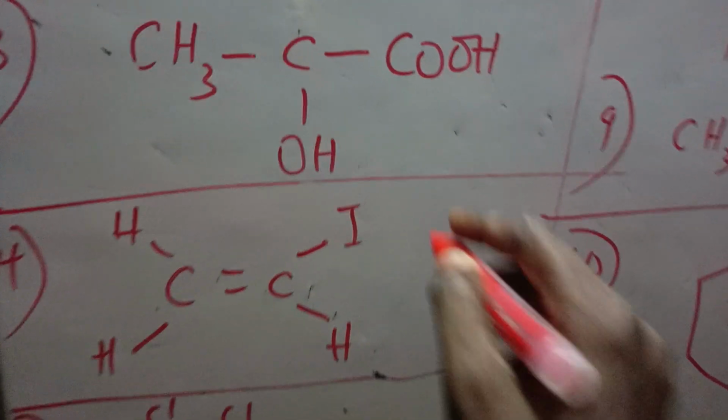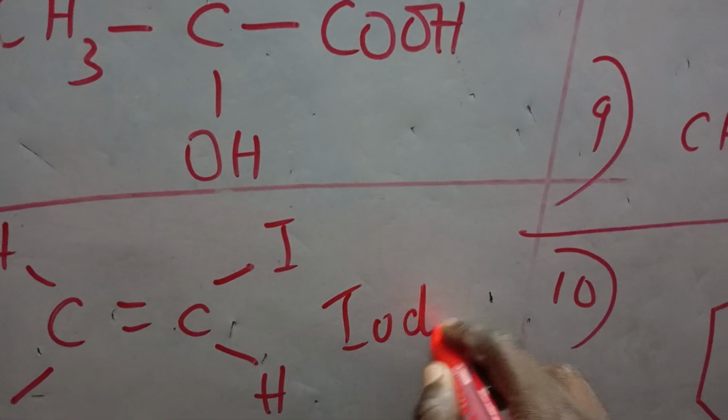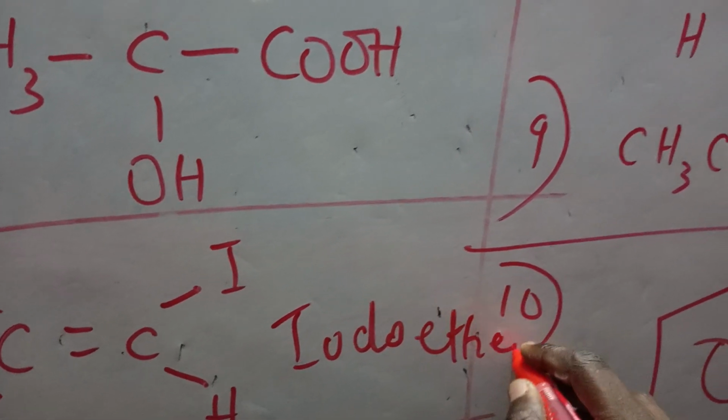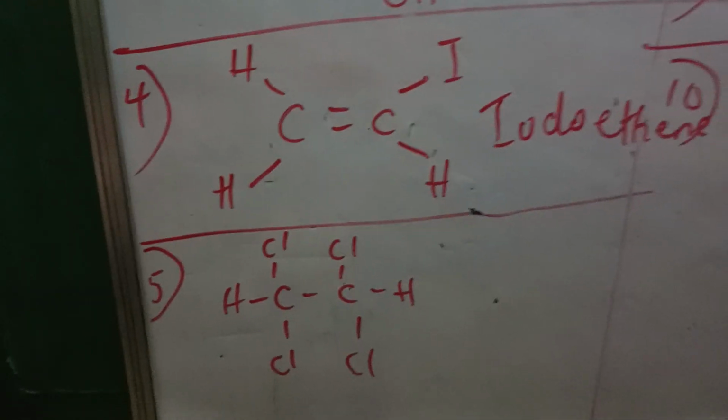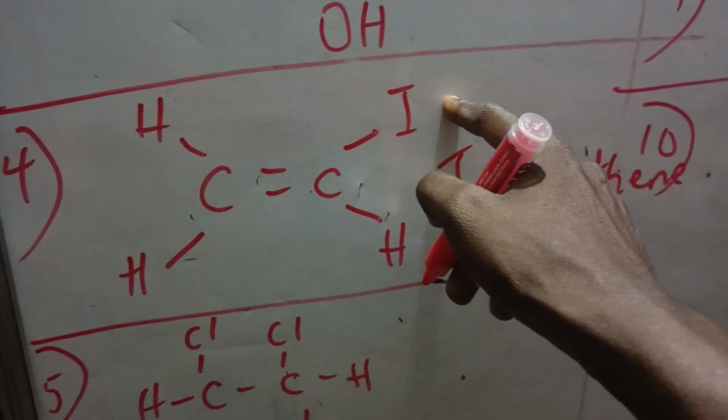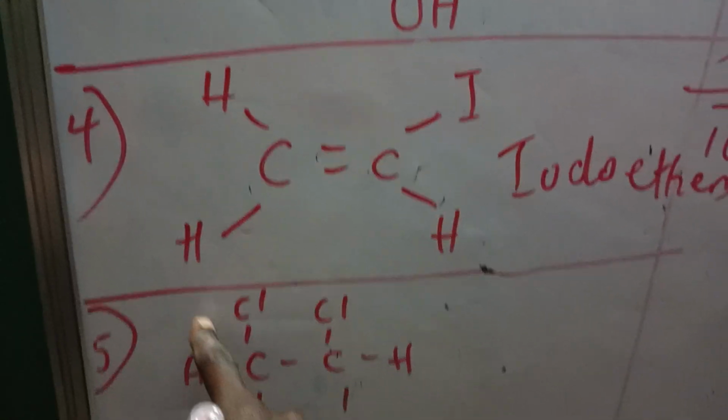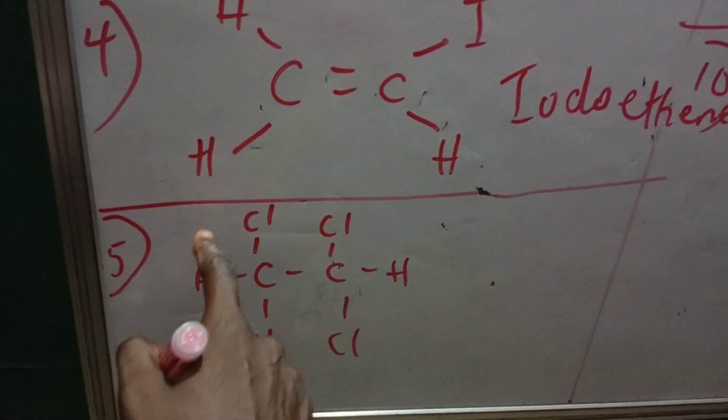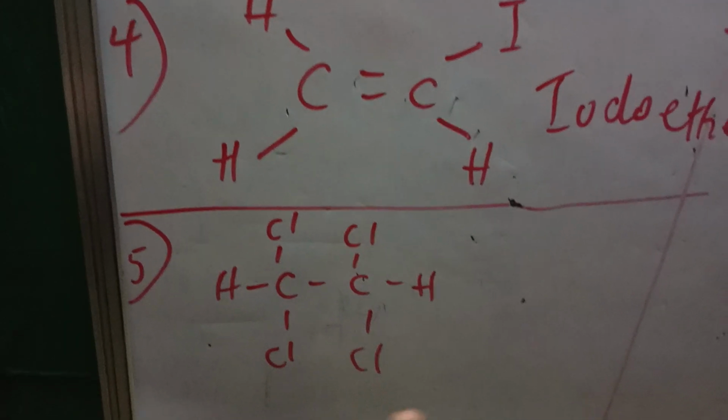Let me open my marker. I think I need to write that one down. This one is iodoethene. Now number 5 is very simple. Like I said, from this one, iodo, Cl, chlorine under the halogens. So this is, you see 1, 2, 3, 4. Don't be confused. Follow the rule.